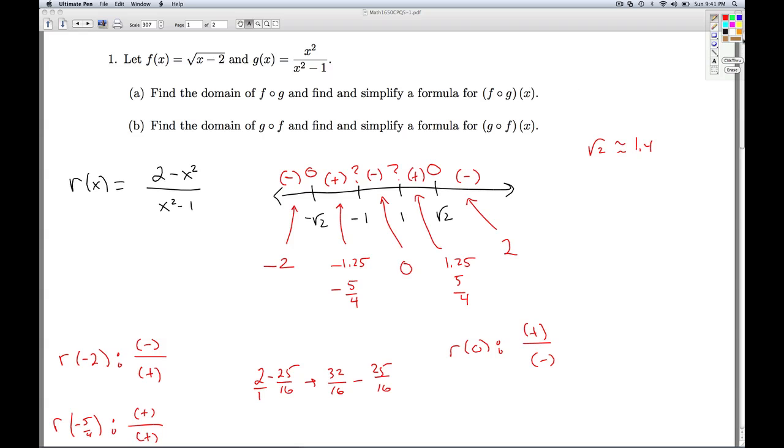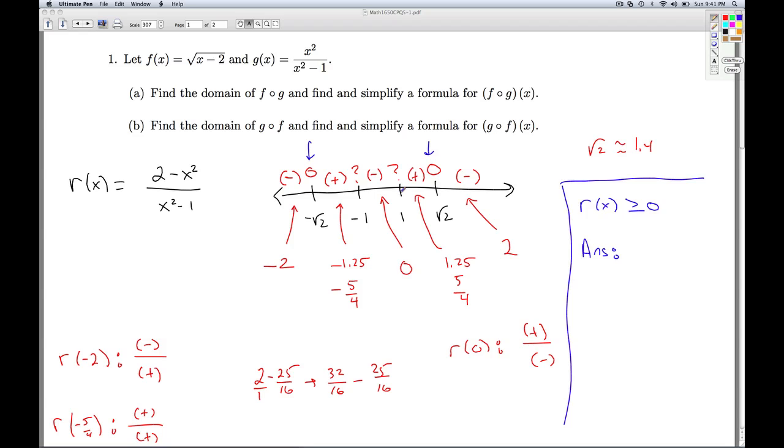So what was all this about? We were trying to find the domain of that composite function, and I needed this thing to be bigger than or equal to 0. So what's the answer going to be? Well, where is it bigger than 0? Between negative radical 2 and negative 1, and between 1 and radical 2. I'm going to include the negative radical 2 and radical 2 because it's actually equal to 0 there. But I'm going to exclude the negative 1 and the 1 because the function's not defined there.